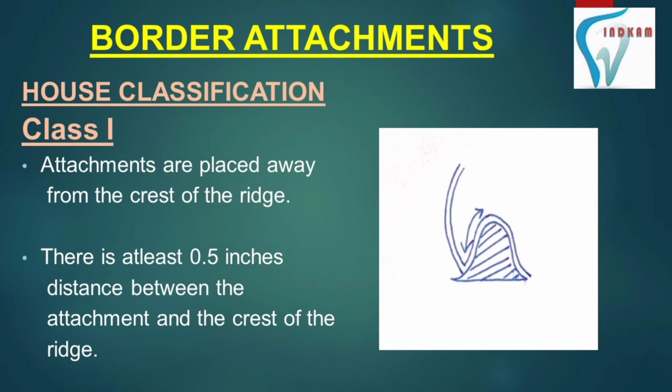Border attachments. House classified border attachment into three classes. Class 1. Attachments are placed away from the crest of the ridge. There is at least 0.5 inches distance between the attachment and the crest of the ridge, as you can see in the picture.